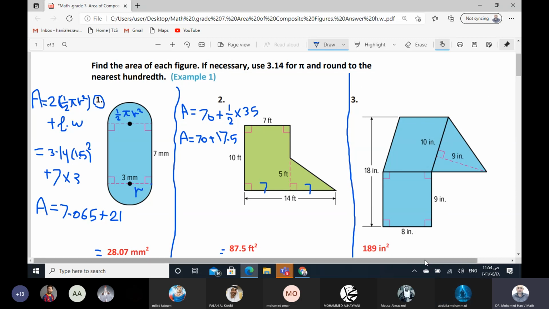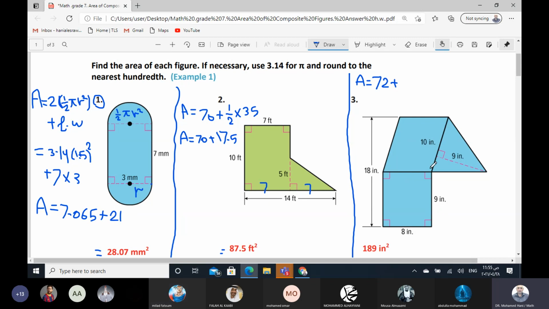Exercise number 3. As you see here we have a rectangle, a parallelogram, and a triangle. So the area of the composite figure here, I will start from here. The area of the rectangle will be length times width. 9 times 8 will be 72, plus the area of the parallelogram will be base times height.